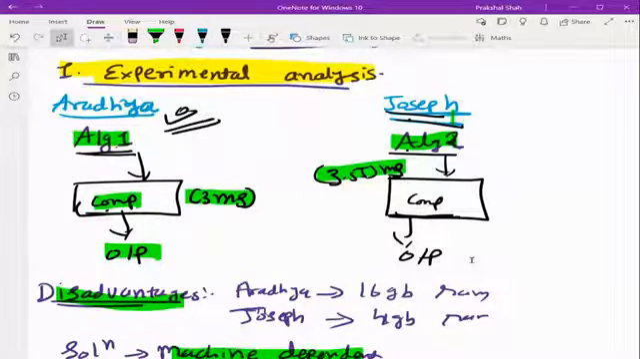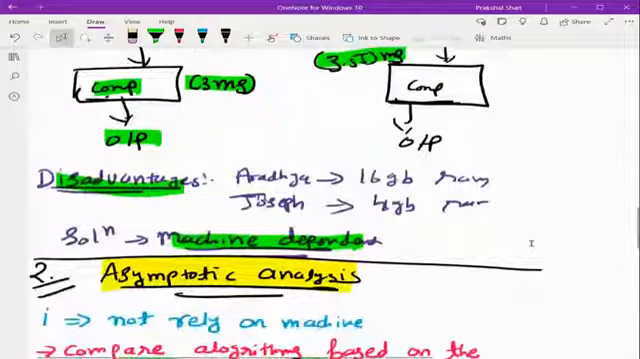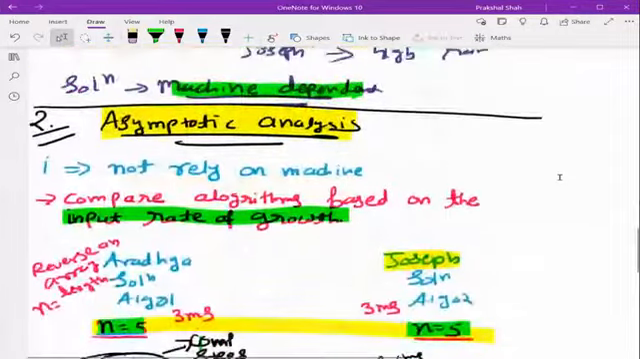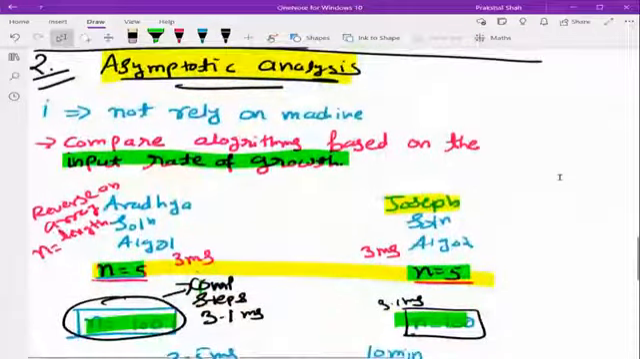Either we have to provide a car to Joseph, or we have to provide a bicycle to Aradhya. Then they both can compete. If we are making the analysis this way, there is no sense in comparing these two, because if you want to compare them, both should be equal. Otherwise there is no sense of competition. Fine. So that is why we introduced another analysis, called asymptotic analysis.